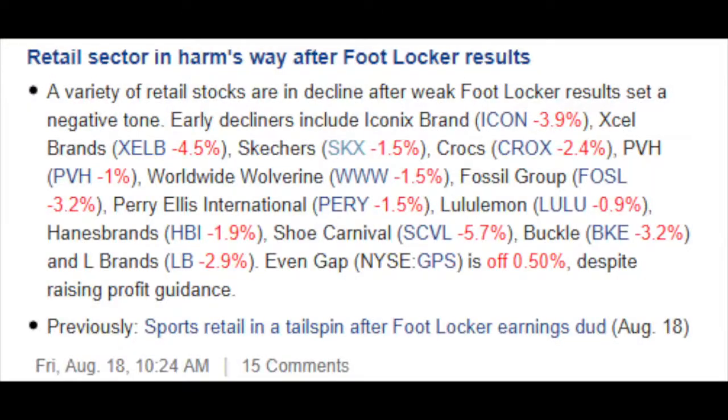Just take a look at this. Retail sector in harm's way after Foot Locker's result. Foot Locker, US, and all the stocks in the retail get hammered. This is because people sell everything, sell their ETF, which is consequently forced to sell stocks on the market, and everything is sold, even if some companies have absolutely no relation to what has been sold.